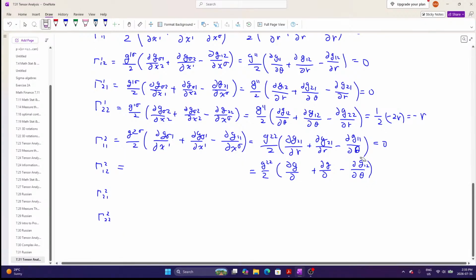Above it should be, why did I write r? That's a mistake. Because when sigma equals 2, I got this factor g22. Otherwise, it's just 0. Right. So g22 is here, so this means I should put a dx2 here. dx2 should be theta. Yeah. So it doesn't matter. The result is still correct because g11 is still constant relative to theta.